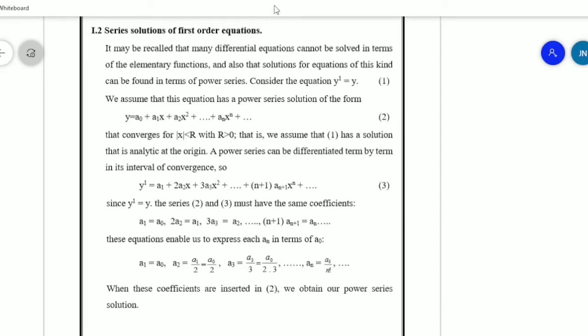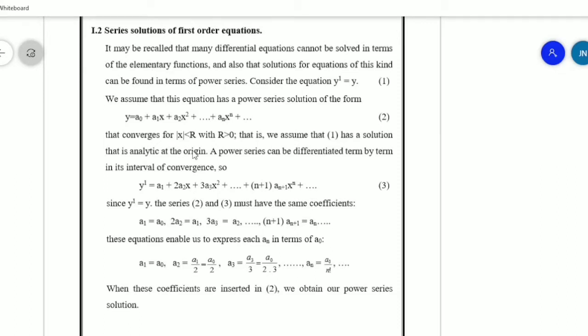Next is series solutions of first order equations. We can find a first order differential equation solution using power series. Consider the equation y' = y. Suppose we assume that it has a power series solution of the form y = a0 + a1x + etc. + anx^n + etc. that converges for |x| < r with r > 0.